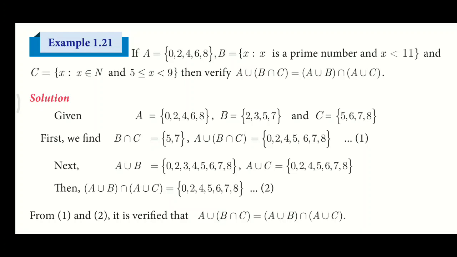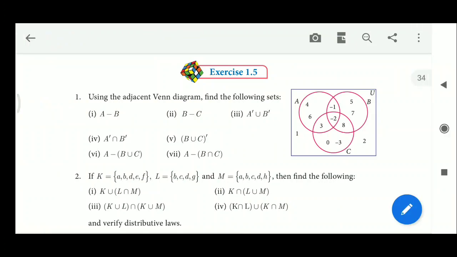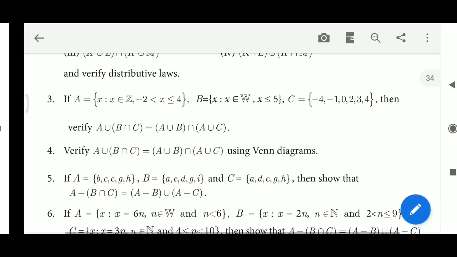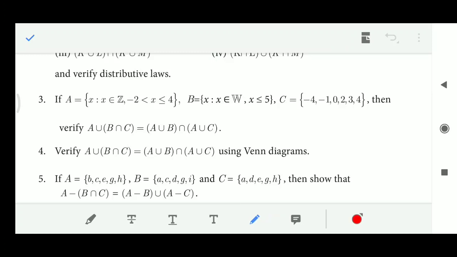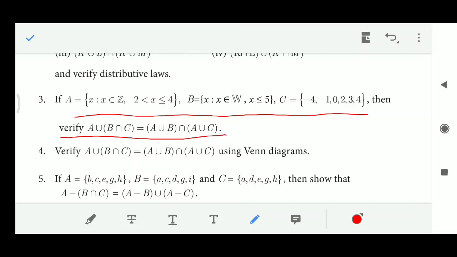Next we will see one more problem from Exercise 1.5. The third sum: A is equal to {x such that x belongs to Z where x lies between -2 and 4}, and B is equal to {x such that x belongs to W, x less than or equal to 5}, and C is equal to {-4, -1, 0, 2, 3, 4}. Then verify the distributive property.